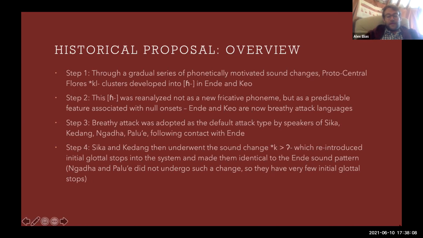And then the final step is that Sika and Kedang then underwent other sound changes, such as K to glottal stop, which reintroduced initial glottal stops into the system, making them synchronically identical to the Ende sound pattern. So then all of a sudden you find yourself with the contrast again. And so we see that they've recreated the Ende sound pattern, whereas Ngada and Palue did not undergo any changes that reintroduced glottal initial words, so those remain marginal to this day.